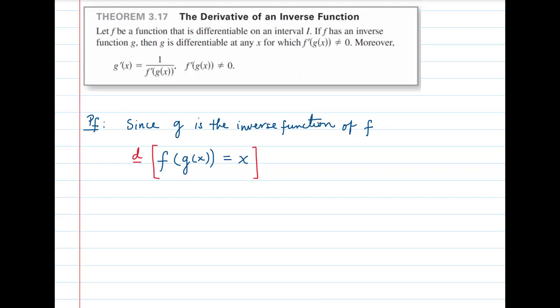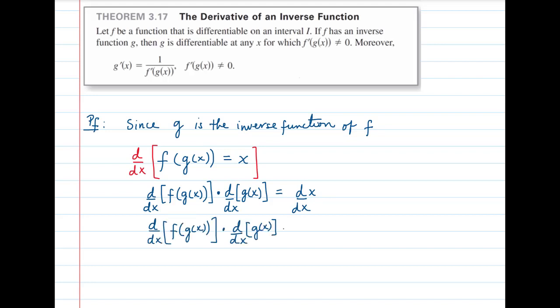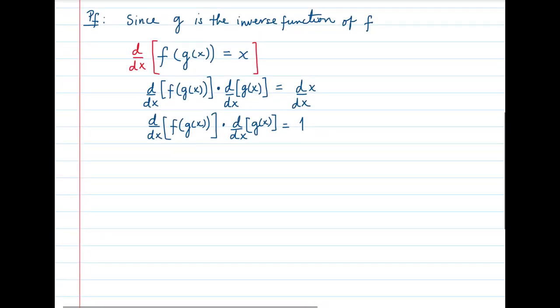If we take the derivative on both sides, since we have a composition of functions on the left, we're going to use the chain rule. We take the derivative of f, and then the chain rule says you multiply by the derivative of the inner function, which in this case is g, so the derivative of g with respect to x. All of this is equal to the derivative of x with respect to x, which is just 1.